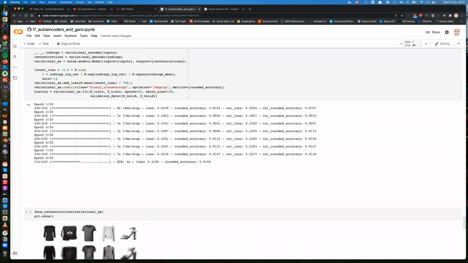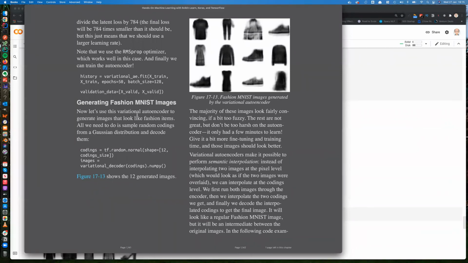While we're waiting for that, because that's going to take a little bit of time, we might as well have a look at the final section, generating Fashion MNIST images. So now let's use this variational autoencoder to generate images that look like fashion items. All we need to do is sample random codings from a Gaussian distribution and decode them. So we're going to generate 12 images, so that's 12 by the coding size, which we already said was 10. So we're going to sample from a normal distribution, and then we're going to pass those codings to the decoder.